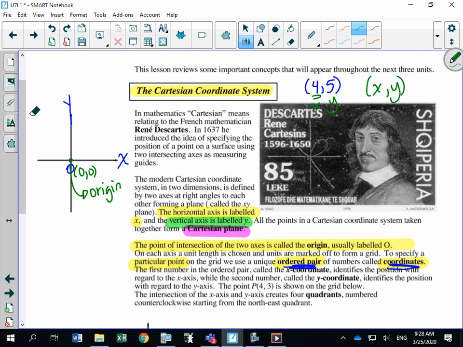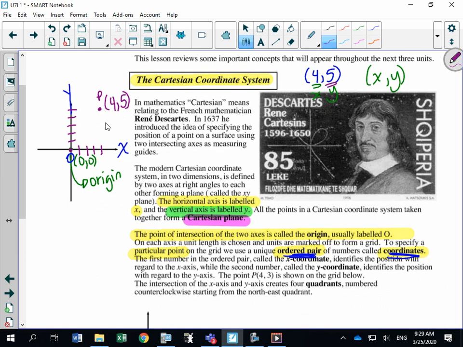So how I would find this point on my Cartesian plane is I'm going to go 4 units on the x-axis. So from 0, 0, I'm going to go 1, 2, 3, 4. And then to get to 5, I'm going to go up on the y-axis 5. 1, 2, 3, 4, 5. And that point there, which I'll designate as P, is point 4, 5. And again, that is an ordered pair, 4, 5, or it's a coordinate on our Cartesian plane.